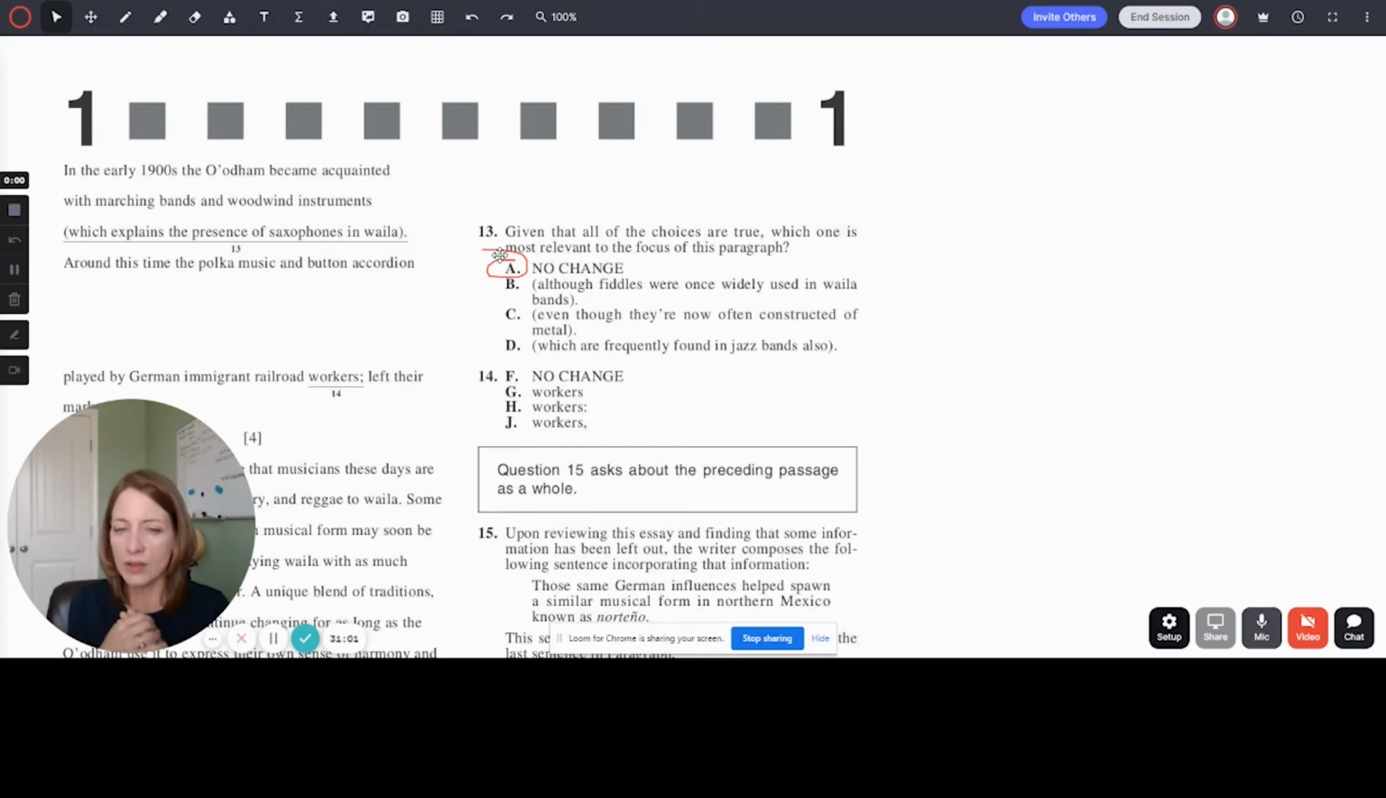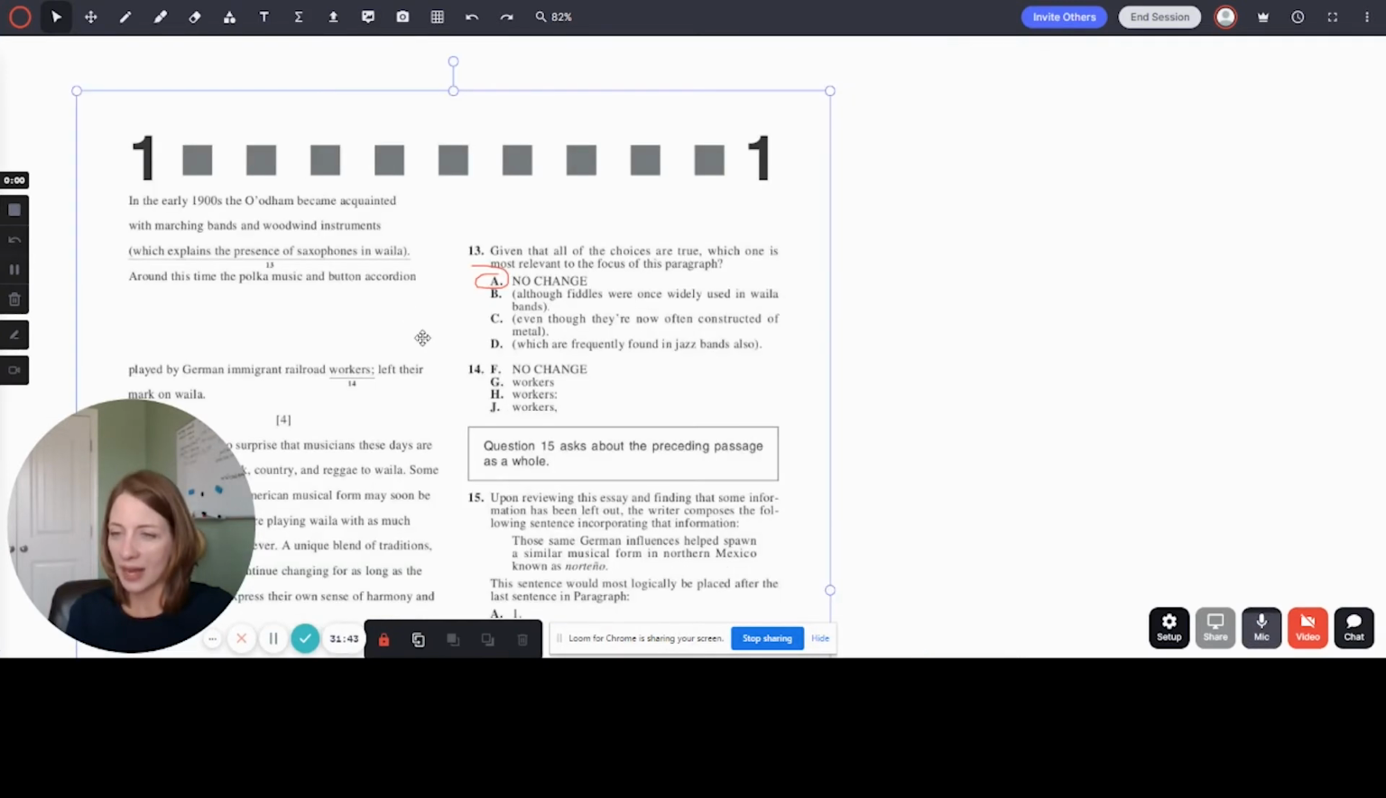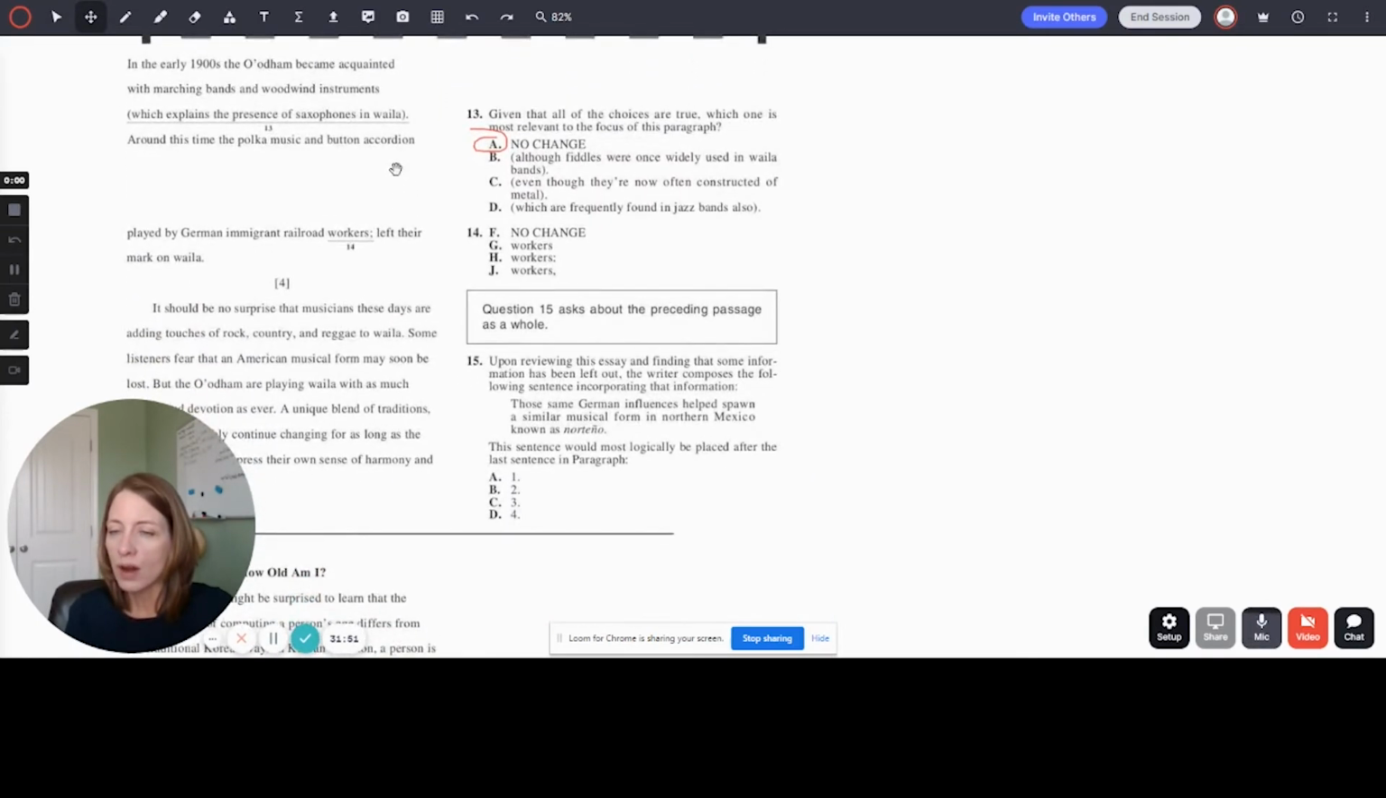All right. B also talks about fiddles, but I don't feel like it's an opportunity for an although. I think these three segments is talking about what's going on, not although fiddles were once widely used in Wally bands. So I think that first phrase stays with the focus of the paragraph and also complements marching bands and woodwind instruments nicely.